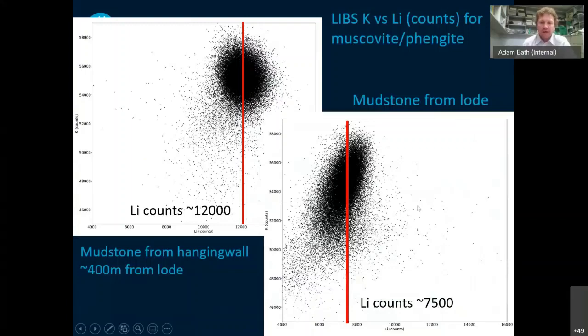And this is all the pixels from a particular map. So they're the counts of potassium on the y-axis. This is from the mudstone in the hanging wall. So we get about 56,000 counts of potassium, and we can have a look at that population of white mica, and the lithium counts are around 12,000. Whereas if we took that population from the mudstone around the lode, it's around about 7,500 lithium counts for about the same potassium value. So those white micas, which are becoming more aluminum rich, again, this is just more evidence to show that they're also likely losing lithium.